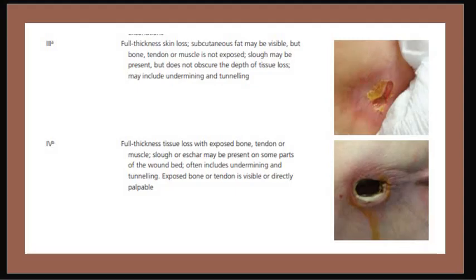Okay, so the third stage is a complete loss of the dermis, and we can also label it as full thickness skin loss, in which the subcutaneous tissue or fascia can be visible, and bone, tendon, or muscle are not exposed in this scenario. And the fourth stage is one in which the subcutaneous fat also gets damaged, and we can notice the bone and tendon if we debride this wound.